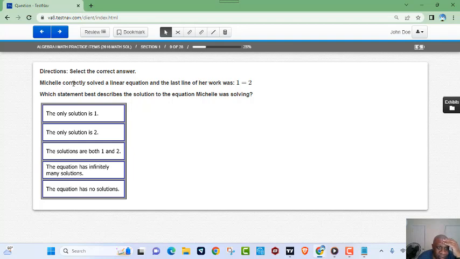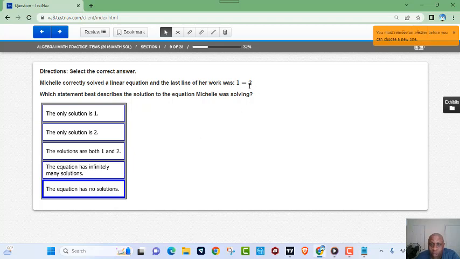Okay. Select the correct answer. Michelle correctly solved a linear equation, and the last line of her work was 1 equals 2. Which statement best describes the solution to the equation Michelle was solving? Well, anytime you have an equation and one side does not equal the other side, the answer is there's no solution because they don't equal each other. Now, however, if it was different, if it said 2 equals 2, they equal the same thing on each side, then in that case, the answer would have been infinitely many solutions.